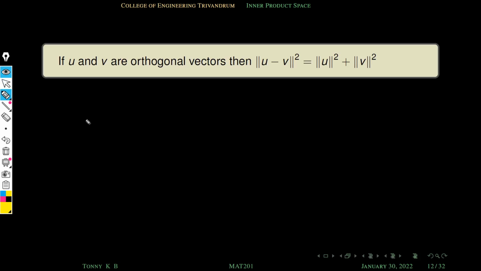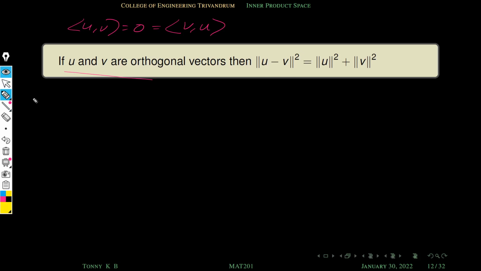Okay, next problem. If u and v are orthogonal vectors, then the norm of u minus v squared is equal to norm u squared plus norm v squared. So it is given that u and v are orthogonal. That means the inner product of u and v is equal to 0. And also we know that the inner product of u, v and the inner product of v, u are the same, so this is also 0. Okay. So we consider the left hand side.